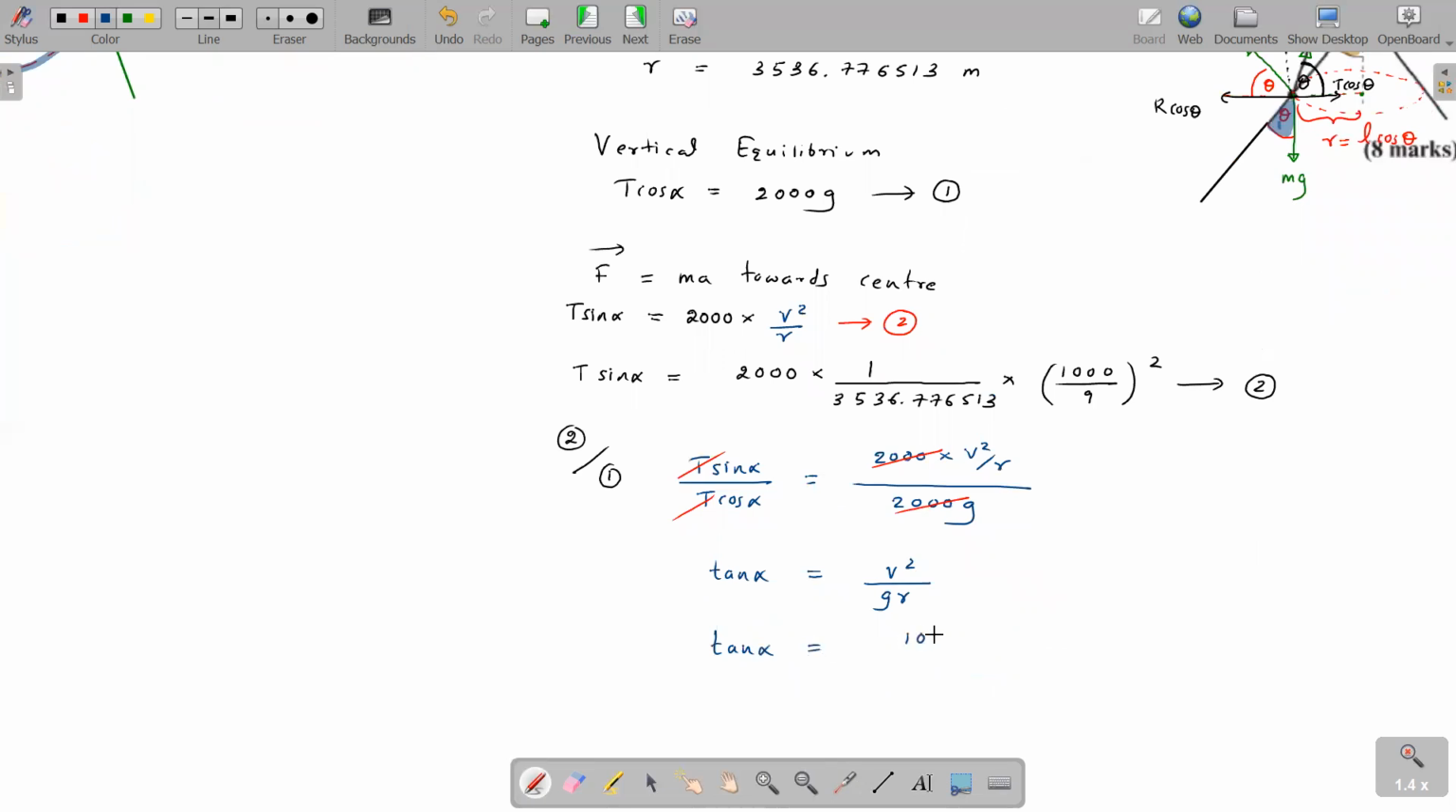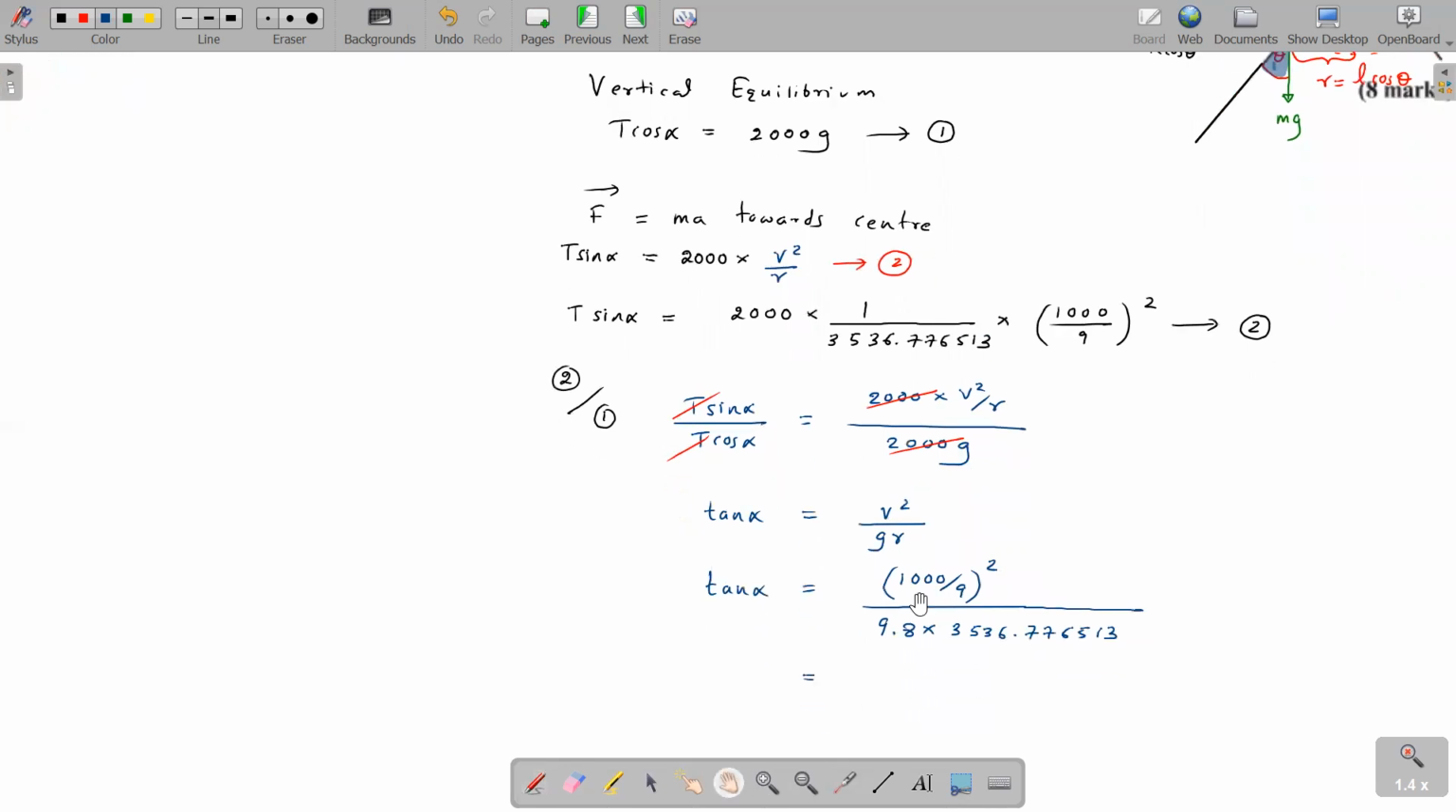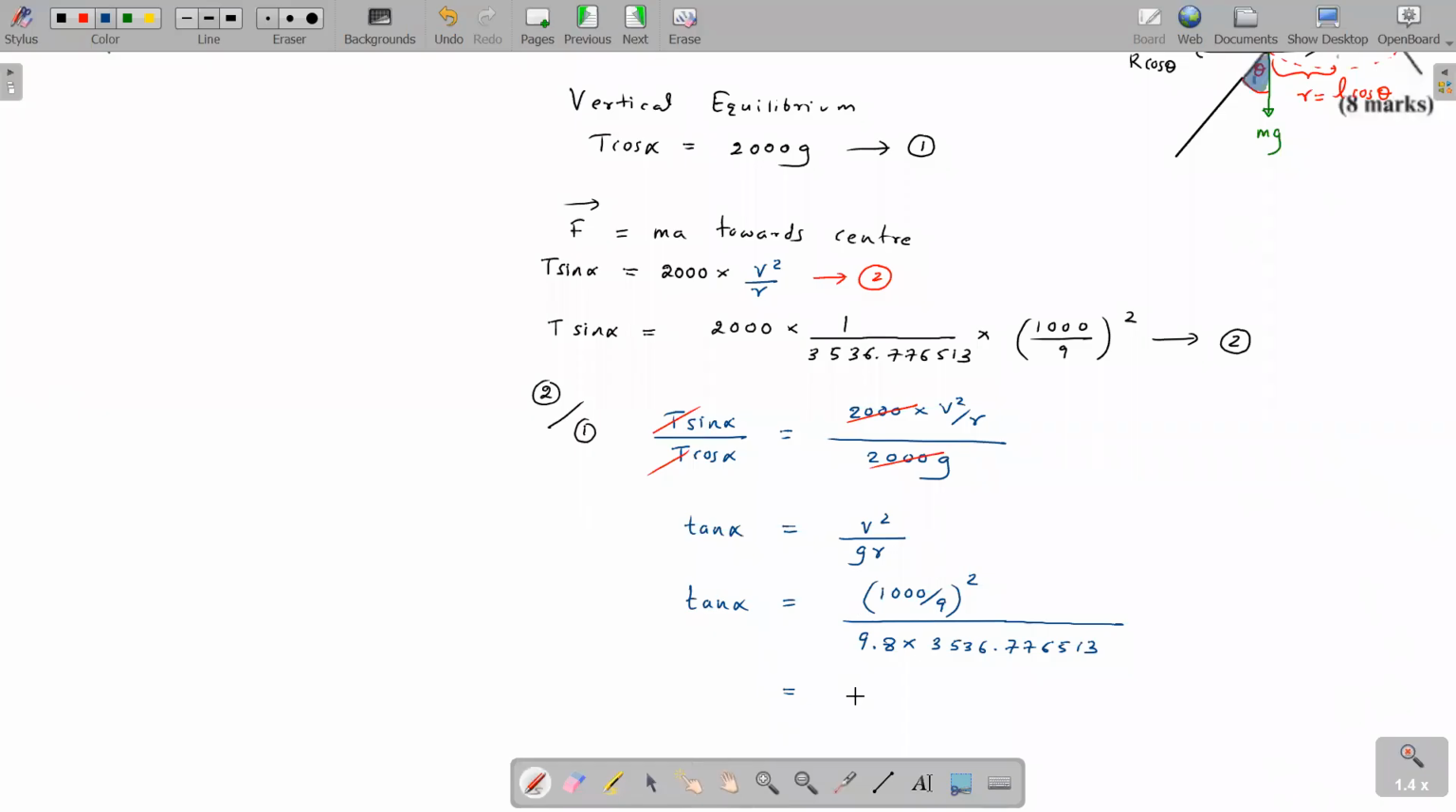So we know v is 1000 over 9 and it should be squared. g value is 9.8. Radius, you can use the full value you got previously, 3536.776513. And then you can give the final answer correct to 3SF or 2SF. So let's get the value of alpha. All right, so alpha is tan inverse of this. When you take tan inverse, it's going to be 19.6 degrees. This is correct to 3SF. If you take it correct to 2SF, it should be 20 degrees. Depending on your accuracy, you can give 3SF or 2SF. I chose 3SF and this is my answer.